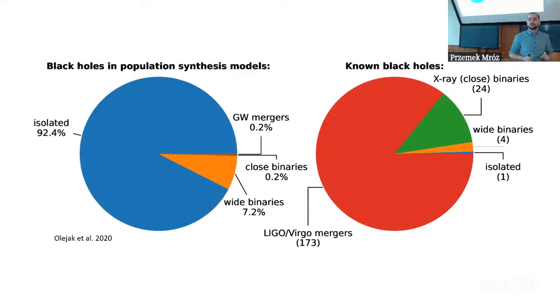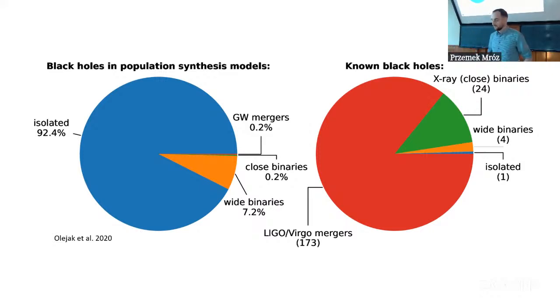On the other hand, when you look at the predictions of the population synthesis models, for example, that particular model by OAUW, these models predict that roughly 90% of black holes should be isolated. About 7% of them should be in wide binary star systems, when no interactions occur. About 0.2% of all black holes should be in close binary star systems that are interacting with the companion. And about 0.2% of all of them should be in binary black hole systems that are going to merge within the Hubble time.